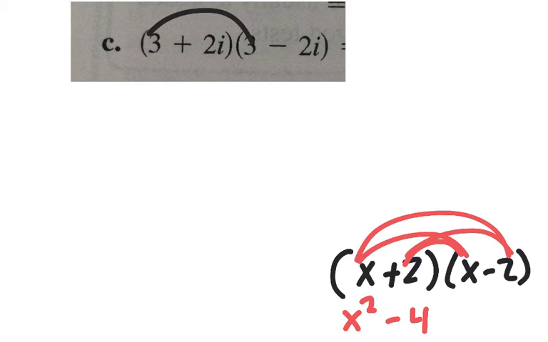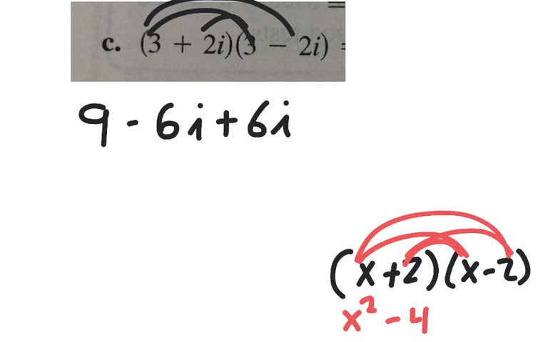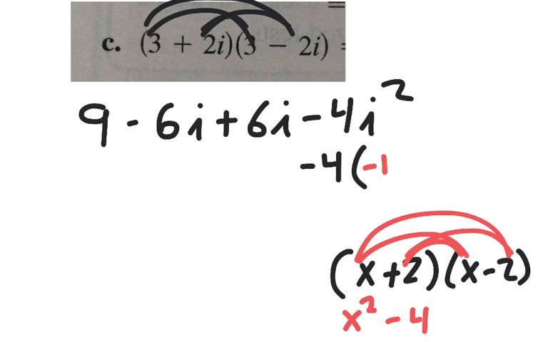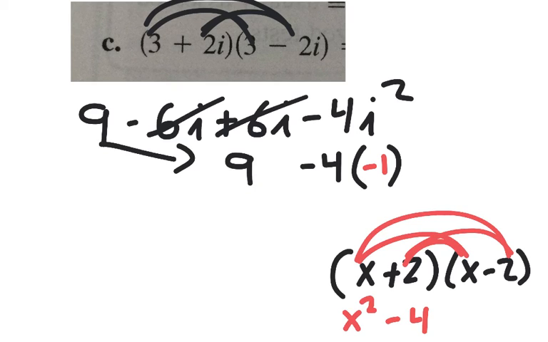If I distribute here, 3 times 3 is 9. This is going to be minus 6i plus 6i, minus 4i squared. Now what is i squared? It's the same thing as negative 1. Negative 6i plus 6i cancels, is gone. So now I'm going to bring the 9 down. So that gives me 9 plus 4, which is 13.